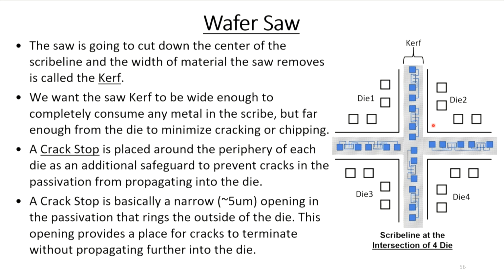We place a crack stop around the periphery of every die, in addition, as a safeguard to prevent cracks from propagating into the die. A crack stop is basically a very narrow 5-micron opening in the passivation ring that goes around the outside of the die, and it provides a place for cracks to terminate without propagating further into the die. It's like if you have a crack in the windshield of your car, you can drill a hole right at the end of that crack, and that will stop the crack from propagating further through the glass of your windshield.